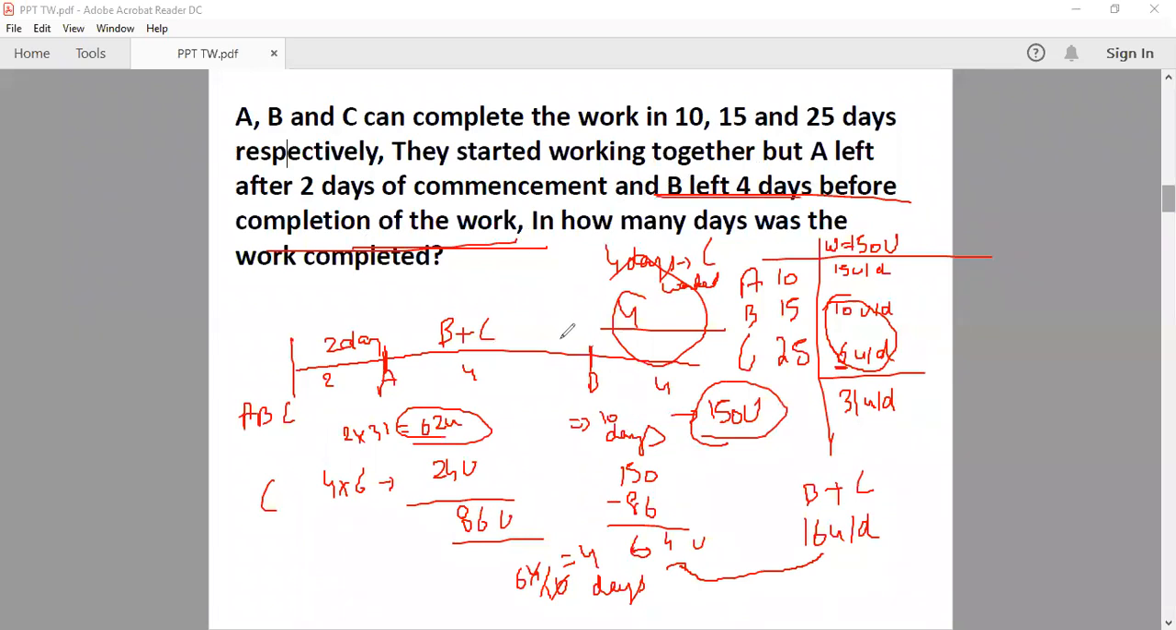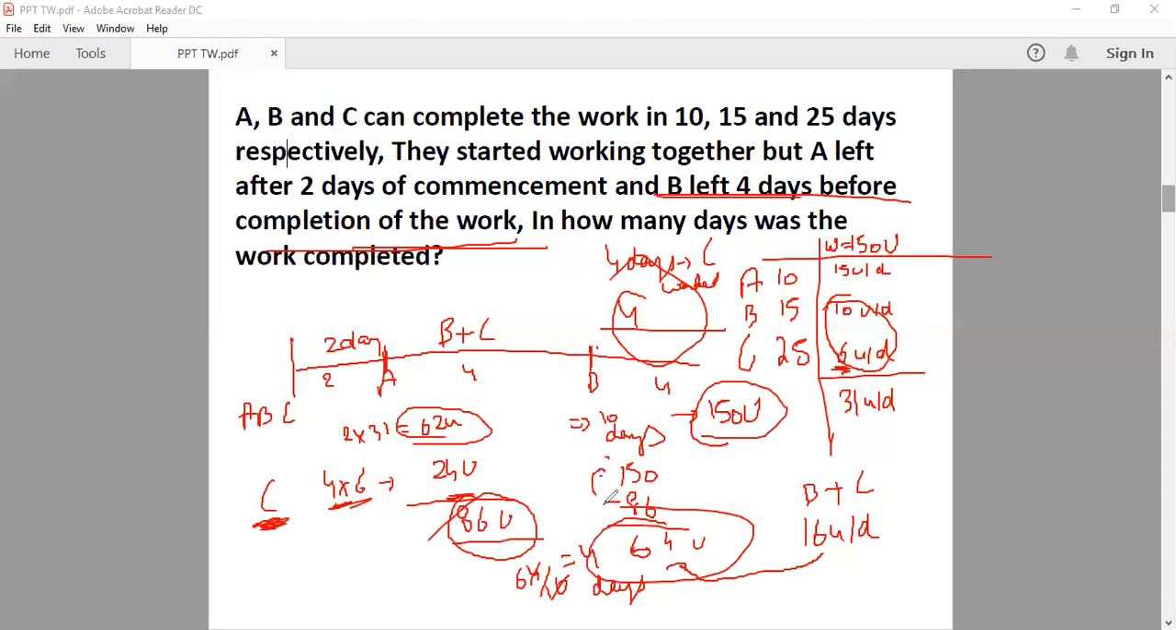which means for the last 4 days C worked alone. अब जब C अकेले काम करता है 6 यूनिट्स करता है और 4 days काम किया तो 4 into 6 24 यूनिट्स काम हुआ. 62 plus 24 कितना आया? 86 यूनिट्स काम हो चुके हैं. और अब बचा कितना? 150 minus 86, 64 यूनिट्स काम बचा.